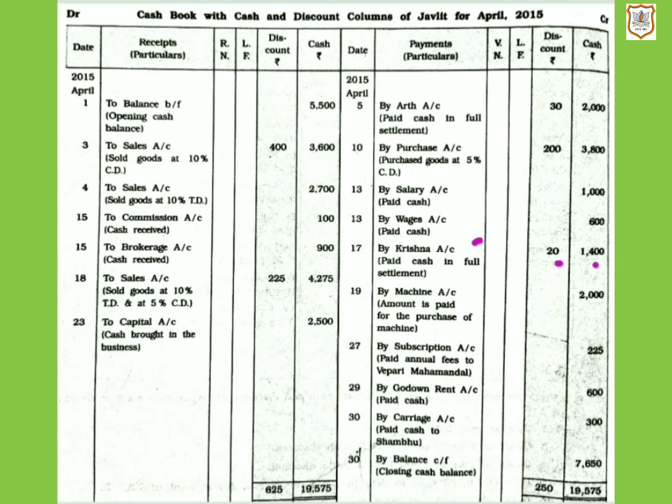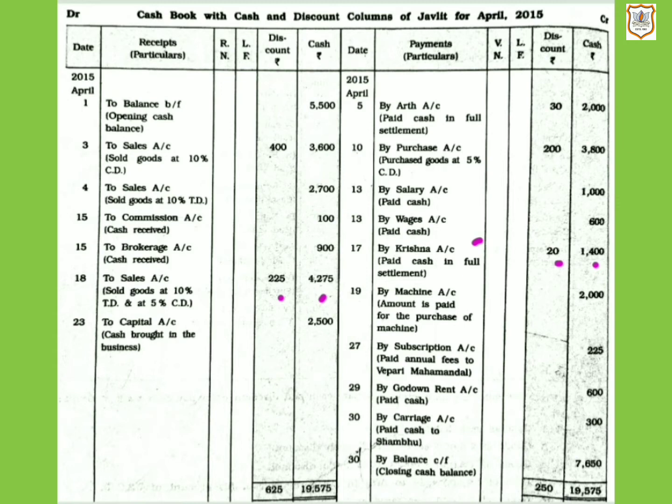Now here we are selling goods, and if we sell goods, we get cash. So here we are getting cash. Cash is coming in the business, so we will record it on debit side. So in amount column, we will write 4,275. This is the amount which we get after deducting trade discount and cash discount. And as we show only the amount of cash discount in discount column, so here cash discount is 225, which we will show in discount column.